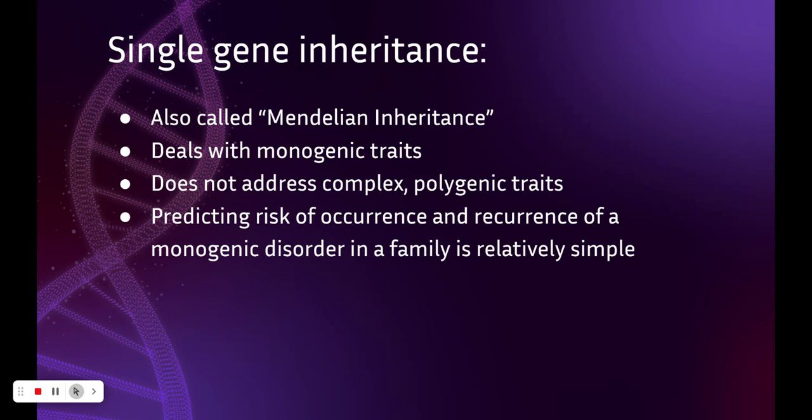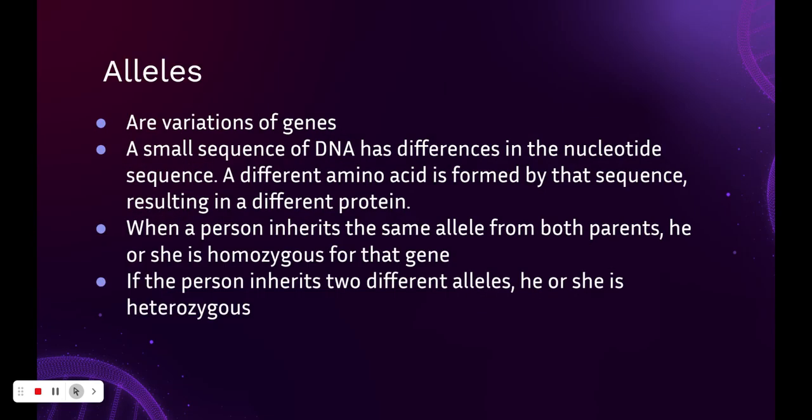You can't use a Punnett square, for example, to predict diabetes in offspring very easily, but it can predict the risk of occurrence and recurrence of a monogenic disorder. And we do that with knowledge of a pedigree and Punnett squares, and I'll show you the Punnett squares today.